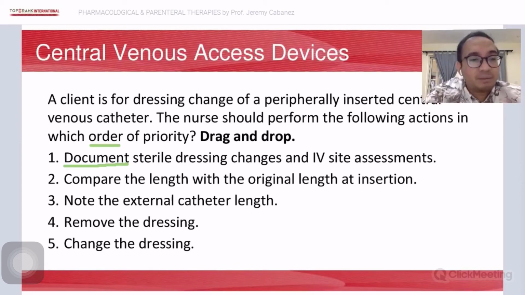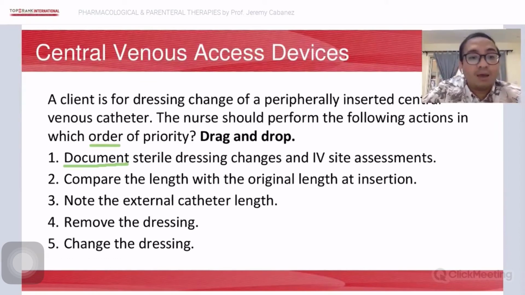Okay, next, number 4, remove the dressing. Alam mo kagad yan, removing of the dressing. Number 5, changing the dressing. So kung mapapansin mo, yung 2, 3, 4, and 5, they are all what? They are all your actions when changing the dressing. At alam mo kagad yung number 1 sa dulo mo ilalagay.